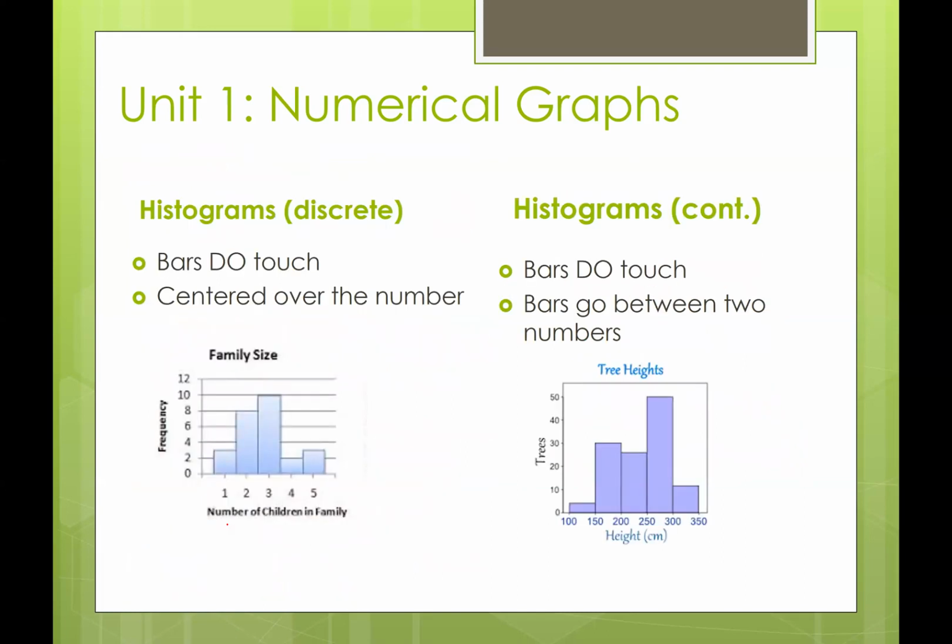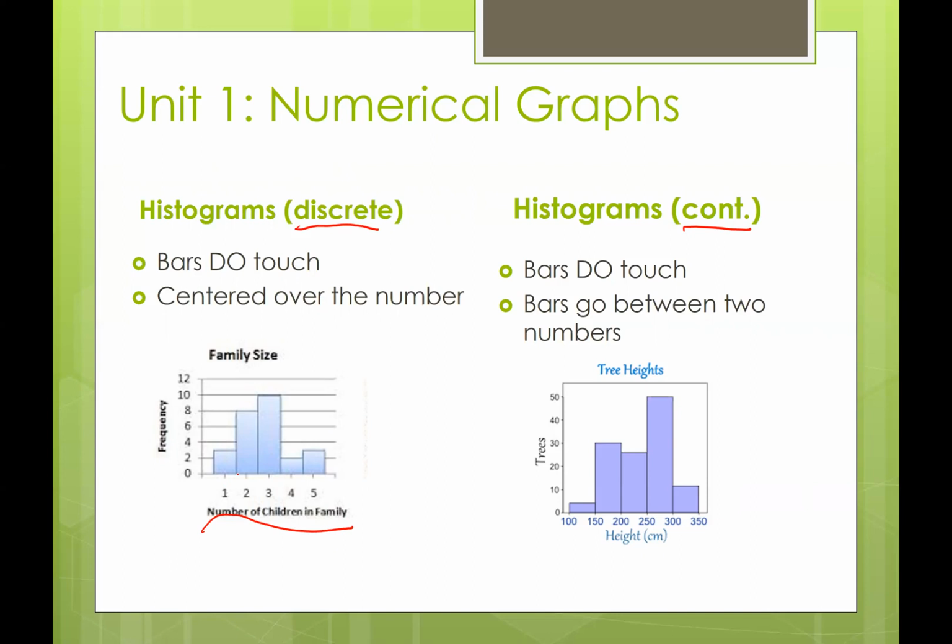There are several types of numerical graphs. The first is a histogram. We have histograms for discrete data and also for continuous data. Remember, the bars do touch for both of these. For discrete data, this is counting, such as counting the number of children in a family. The bars are centered over the number. So we're centered over the number 1 for all the families with 1, and the bars touch in between. Make sure you label both axes and include a title.